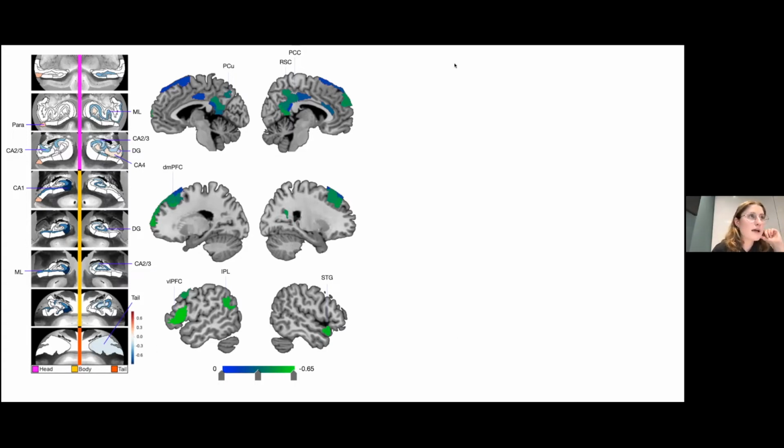And then if we look at the patterns of structural divergence on the default network side, we see strong hits in the anterior midline structures, such as the default medial prefrontal cortex, as well as some posterior midline structures, the precuneus, retrosplenial cortex, posterior cingulate cortex, and some lateral hits as well. So ventrolateral prefrontal cortex, inferior parietal lobule, and superior temporal gyrus.